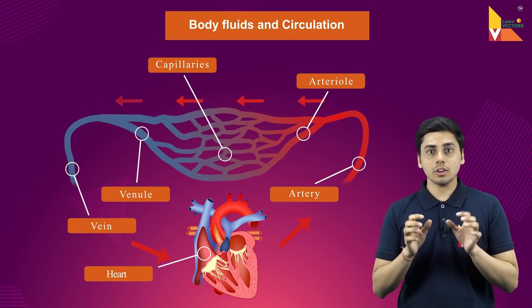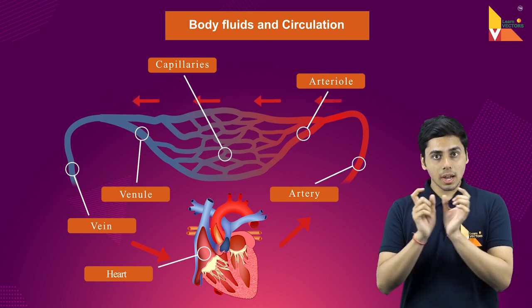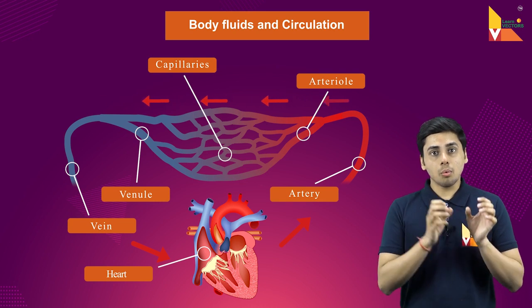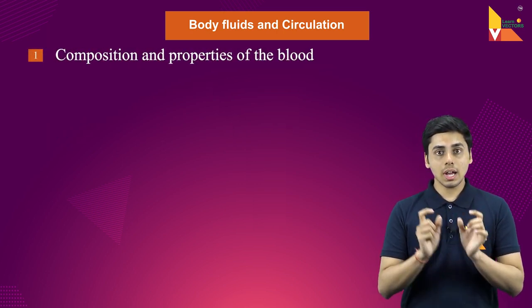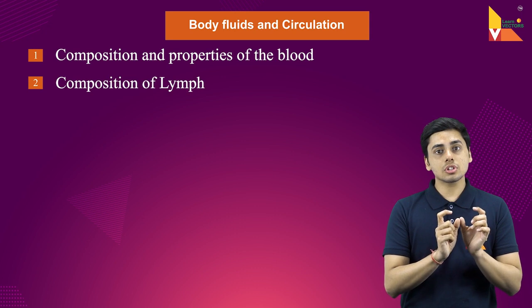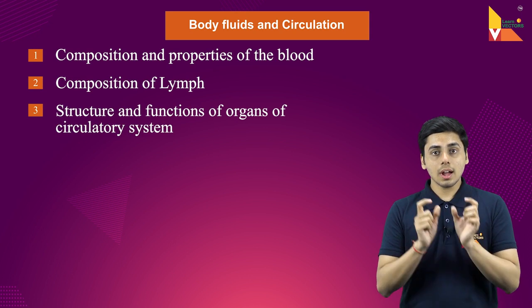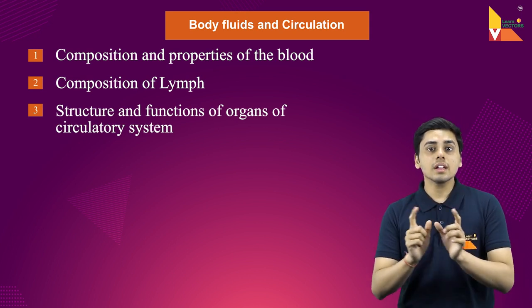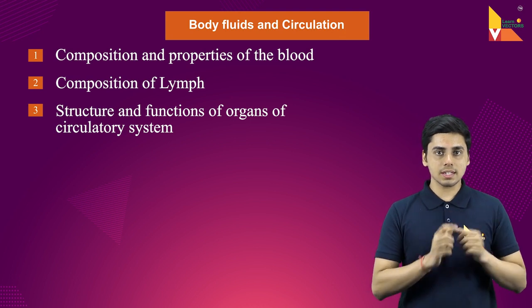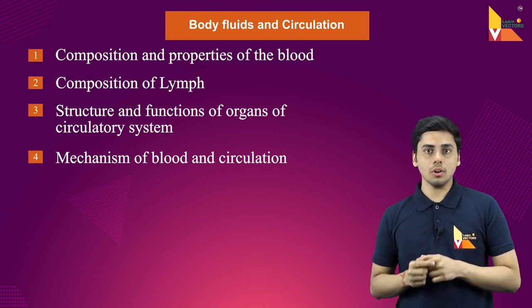Now that you are aware and you are familiar with both the terms of this chapter, that is body fluid and circulation, let us discuss what we'll be covering in this chapter. The first thing that we'll be covering in this chapter is the composition and properties of the blood. The second thing is composition of lymph. The third thing is the structure and function of various organs of the circulatory system. The fourth thing is the mechanism of circulation of blood.